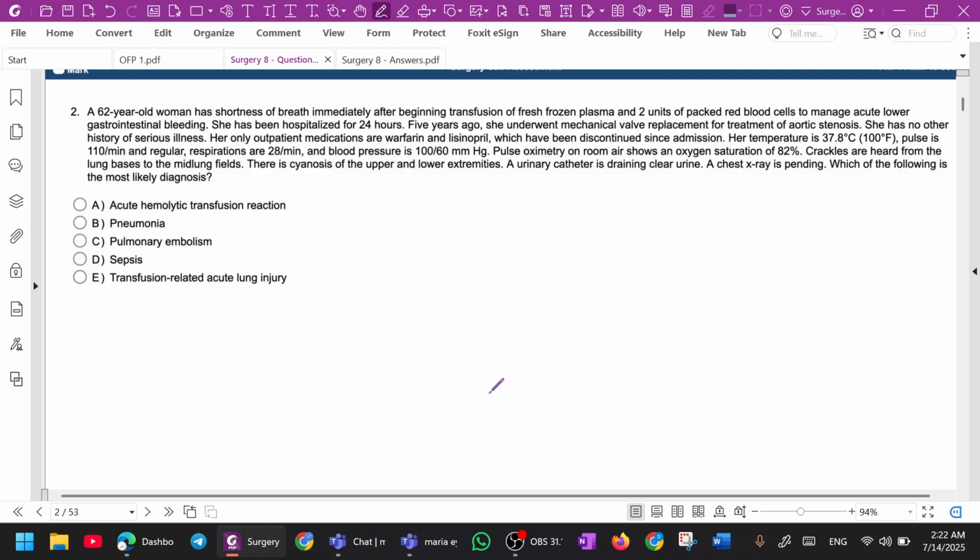A urinary catheter is draining clear urine. A chest X-ray is pending. Which of the following is the most likely diagnosis?